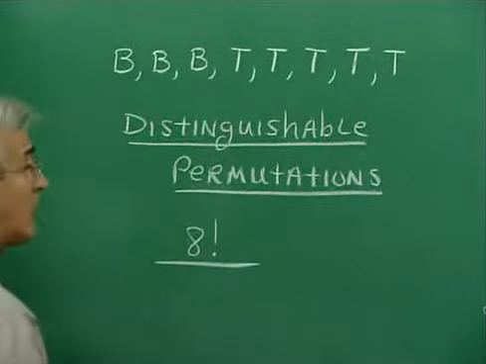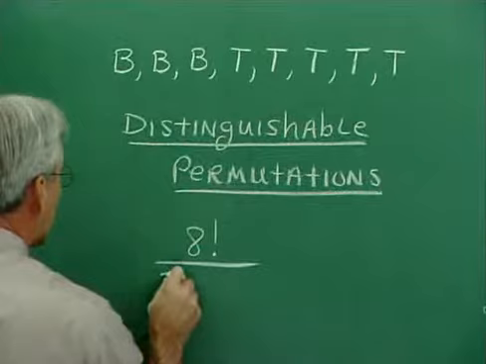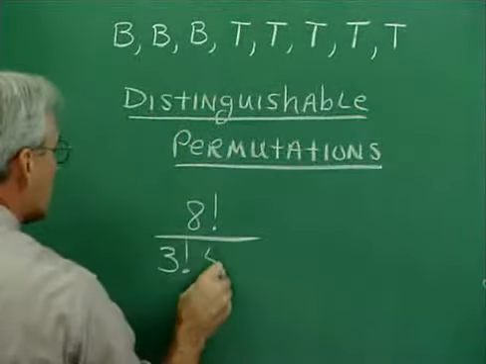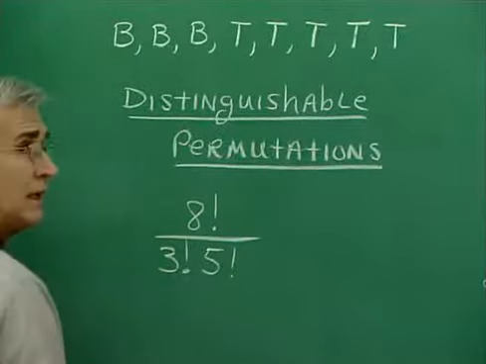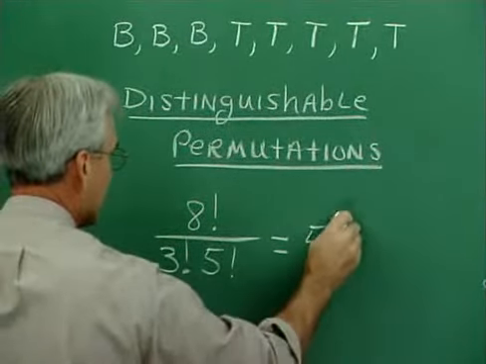And in the denominator, we're dividing out duplications. We have 3 of the B's, so we're dividing by 3 factorial. We have 5 of the T's, so we're dividing by 5 factorial. And then we perform the necessary operations here. We find this to be 56.